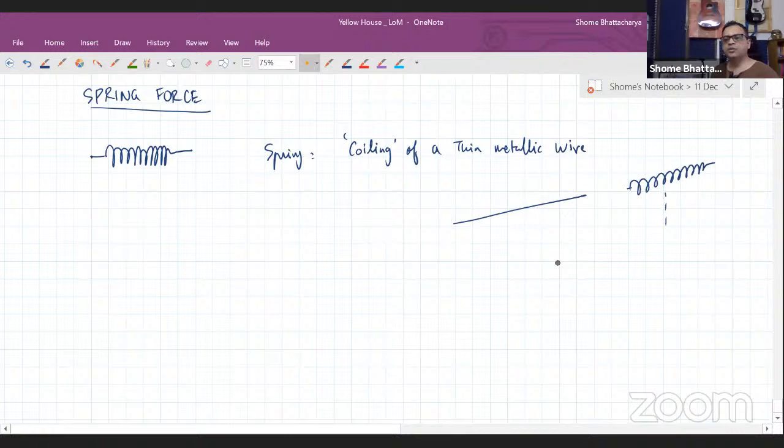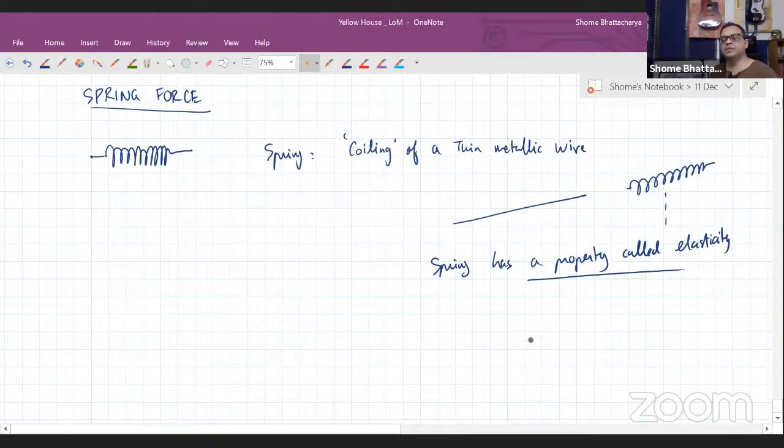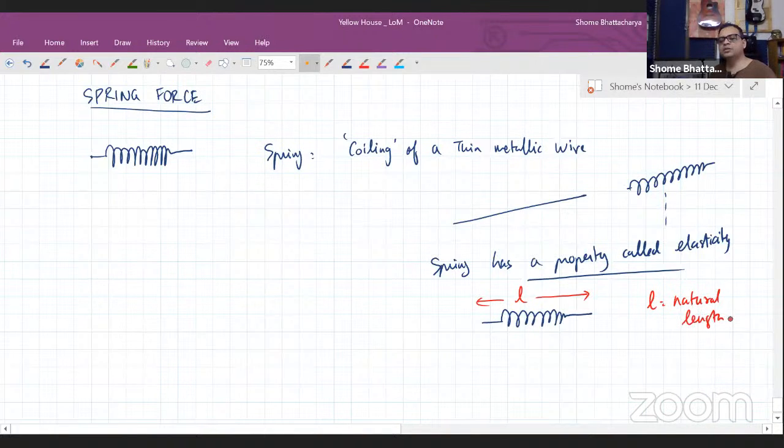And this shape has the property, so a spring has a property called elasticity, just like a rubber band actually, but it works both ways in the case of a spring, both for compression and expansion. It means that in order to extend a spring, so if this is the natural shape of a spring, we'll denote its length as L. So L is what we call the natural length. That is, when we are not subjecting the spring to any force, then it has its natural length.